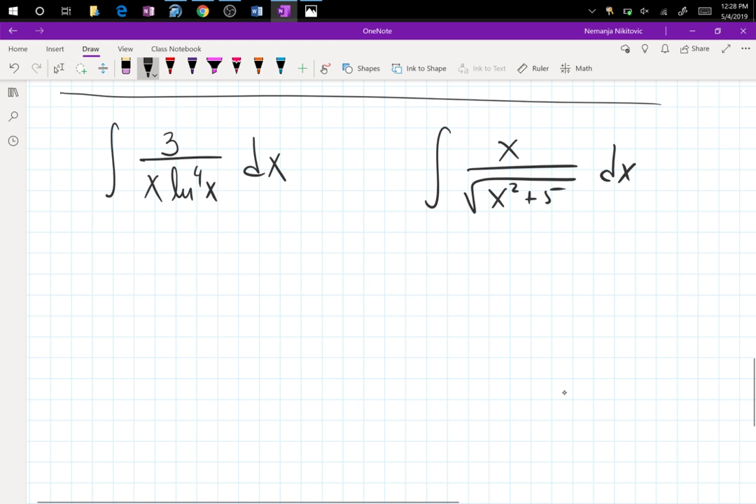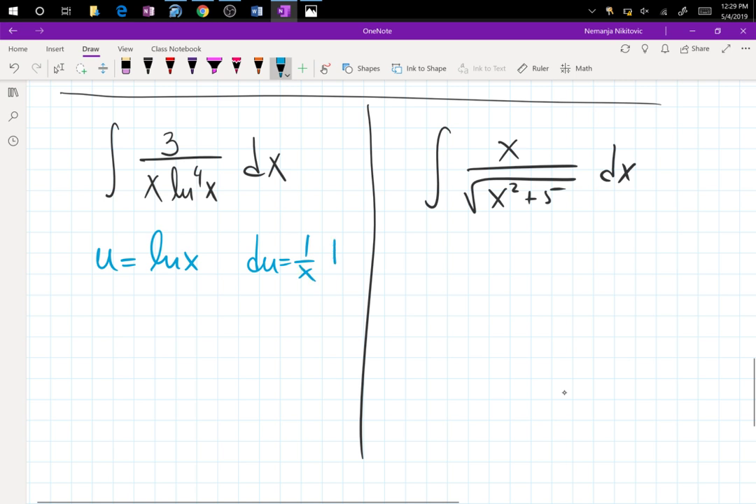Okay. So let's see. The first integral. What is our u? ln x. Excellent. Why? Because there's a 1 over x. You are looking for a function-derivative pair. U equals ln x, because there is 1 over x present. So du is 1 over x dx.